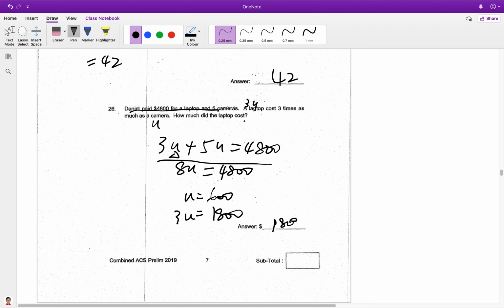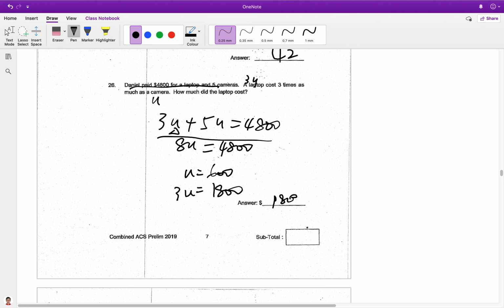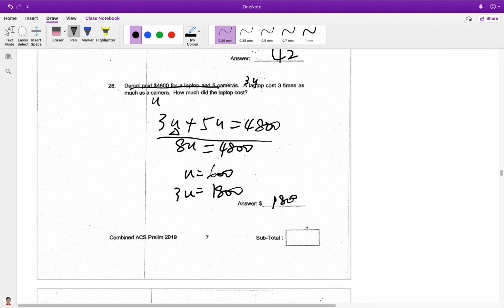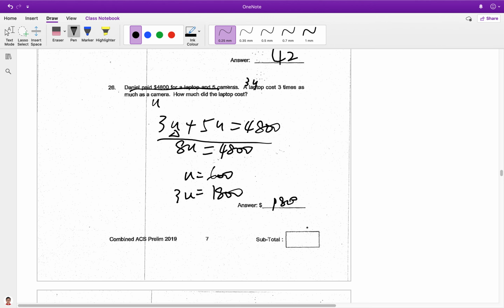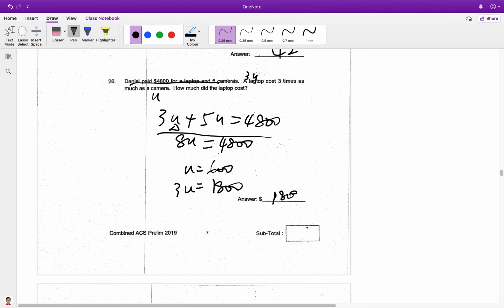So normally we use the smaller number as U, right? Then the laptop is 3U. Then we can calculate. We form a formula based on this one, right? Then we get 5U equal to this one. Then we calculate what U is. Then we see the laptop is 3U. Then we calculate the number, right? We need to find the easier way, right? Though the other way can also solve it, right? But that's not the efficient one.